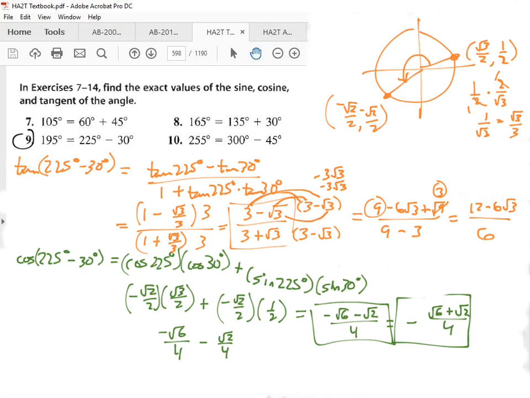Looks like the top can be divided by the 6, and the bottom can be divided by 6. So I take turns with the 6 and I divide both of those by the 6, and I get my final answer to be 2 minus 1 rad 3. And I don't have to write the 1. So that's your final answer.